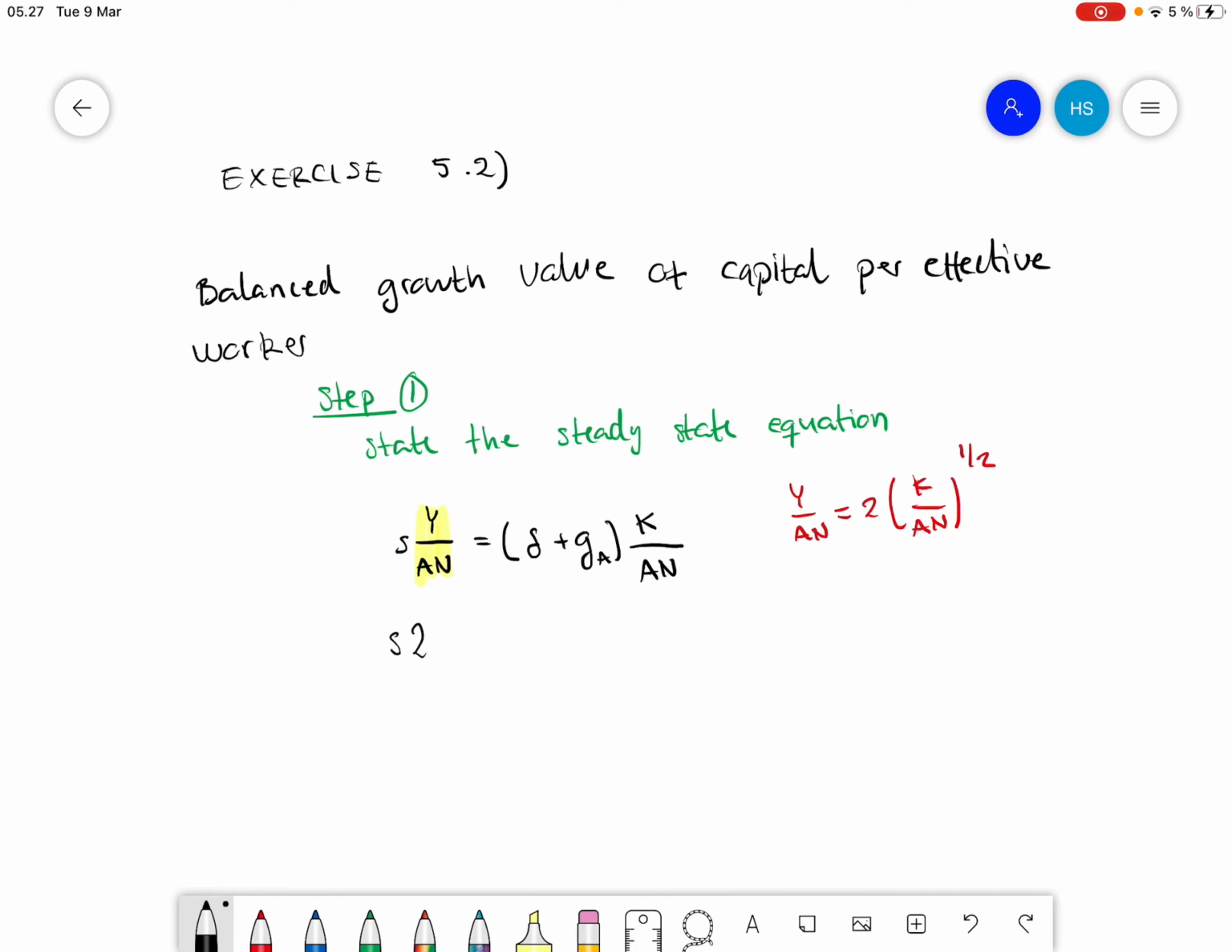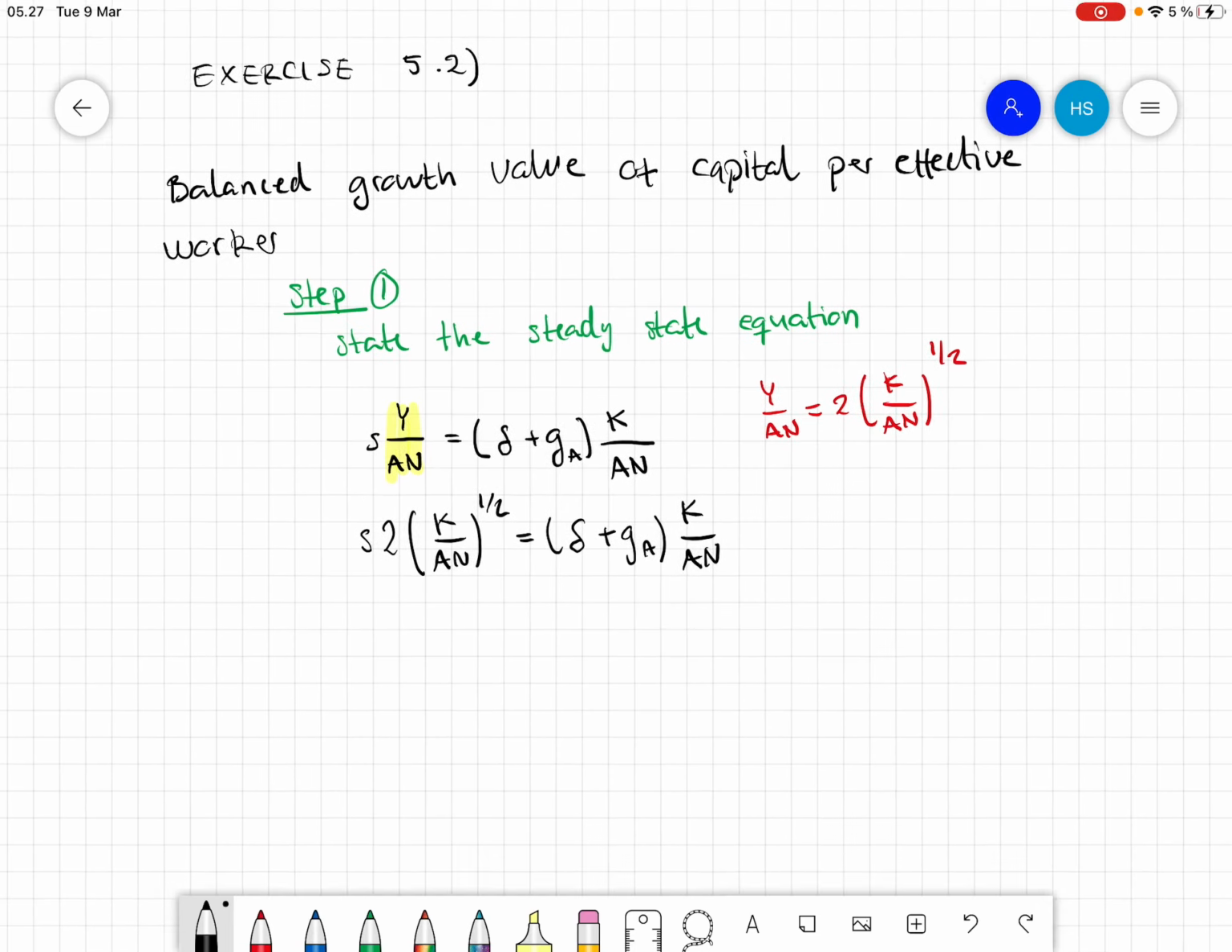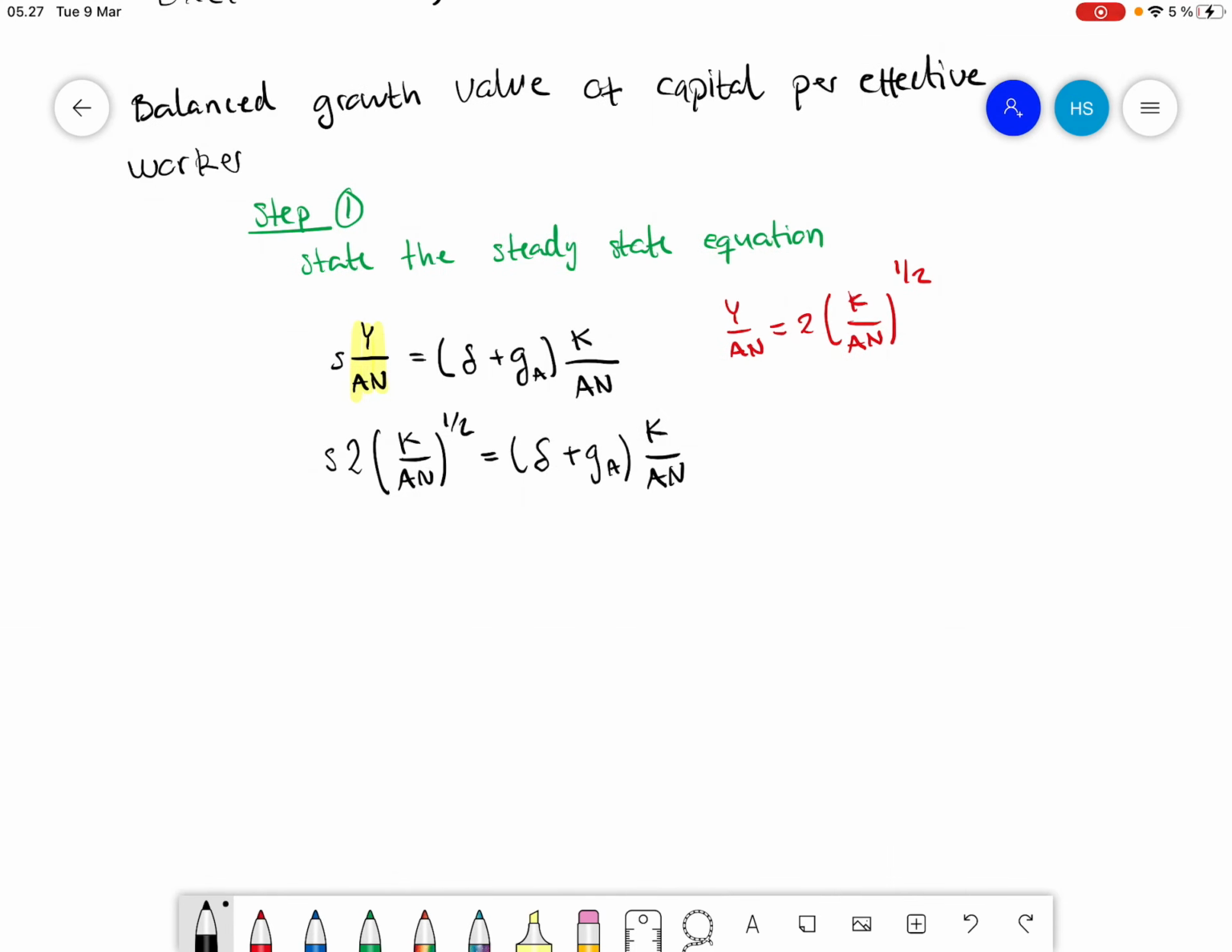So we write the savings rate times 2 k over an to the power of 1/2. That should be equal to delta plus the growth rate of technology times the capital per effective worker. Now we would like to solve for the capital per effective worker. How do you do that?